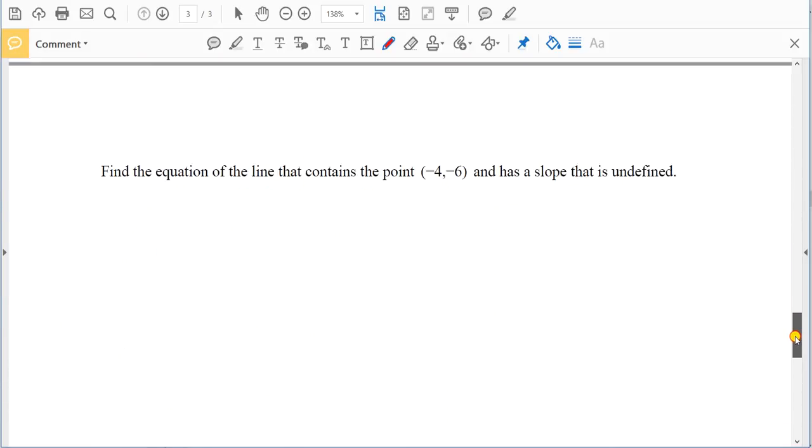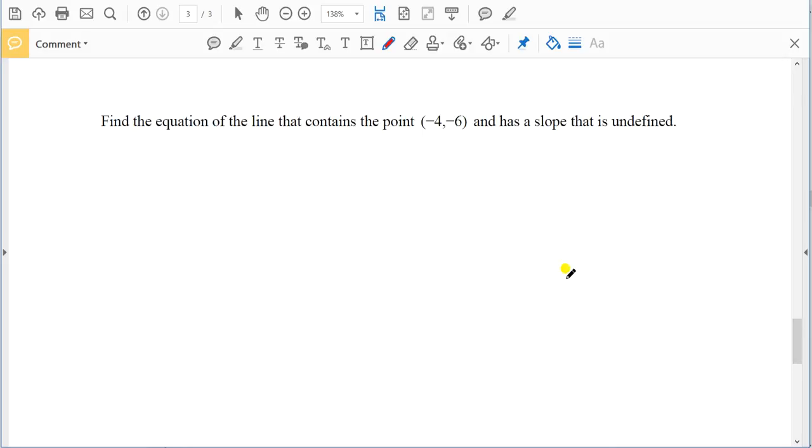Alright, so one last problem for this week 3. Find the equation of the line that contains the point and the slope is undefined. So this is the key word here. Okay, what is the case when the slope is undefined? The only case that makes the slope undefined is when you have the vertical line, right? The vertical line has no slope.